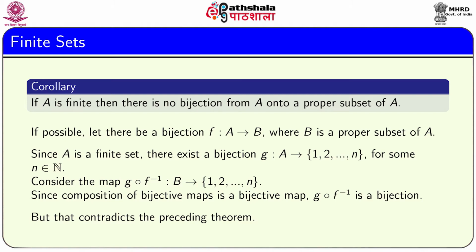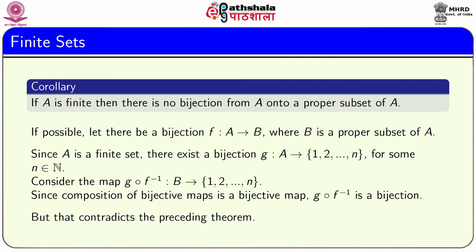Following is a very natural but useful corollary of the results. If A is finite, then there is no bijection from A onto a proper subset of A. Let us try to prove it. If possible, let there be a bijection F from A to B, where B is a proper subset of A. Since A is a finite set, there exists a bijection G from A to 1 to n for some n belonging to the naturals.